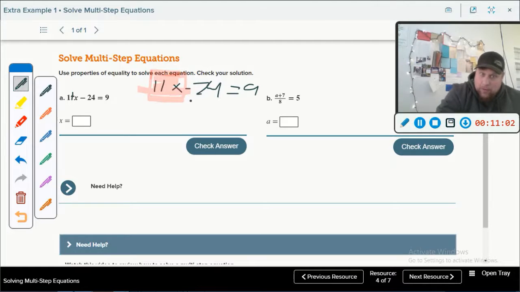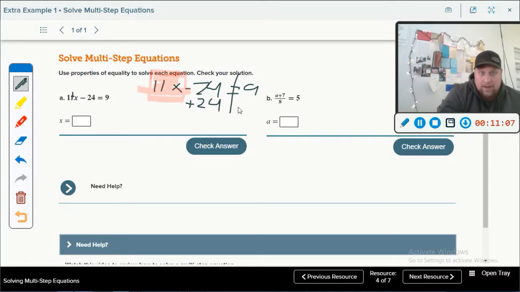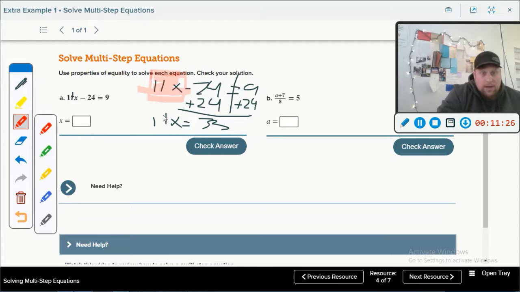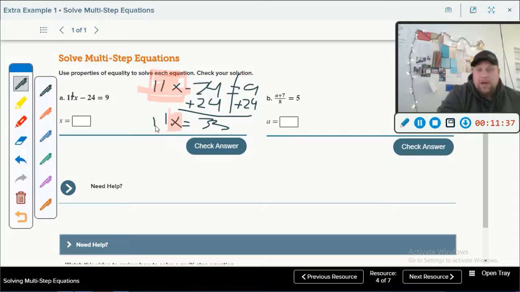Plus 24. I end up with 11x equals 33. Now, the next thing I want to do is I want to get just the x by itself. So first we want to get 11x by itself. Now I want to solve for just x. How do I do that? By undoing what's been done to it. It's been multiplied by 11. So to undo that, I'm going to divide by 11. When I divide by 11, I get that x equals 3. And x equals 3 is my answer.